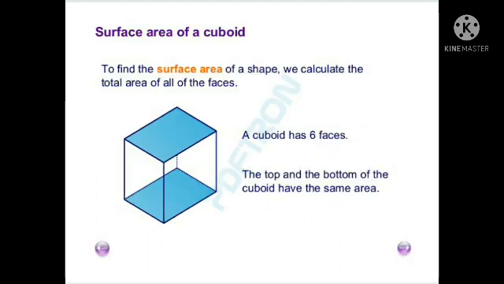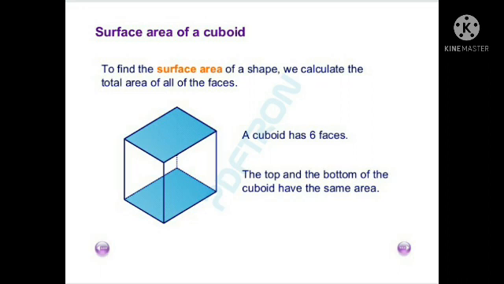See here in this picture, the two rectangles which are in blue will have the same area. Why will these two rectangles have the same area? Because they are on the opposite planes of a cuboid, and we know that the opposite planes on a cuboid have equal area. So these two rectangles colored in blue will have the same area.